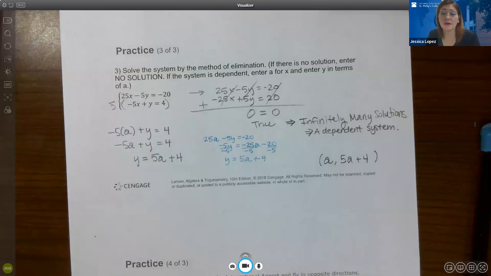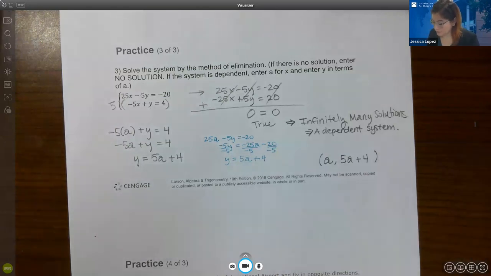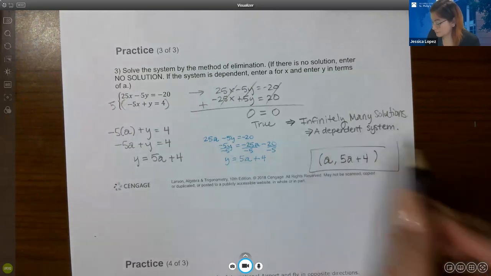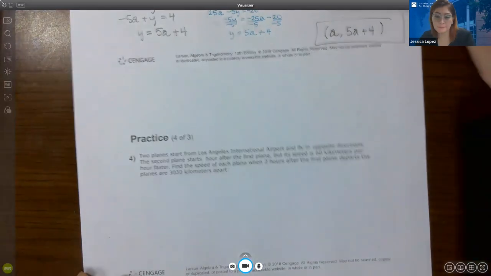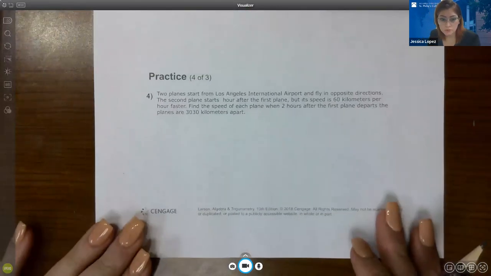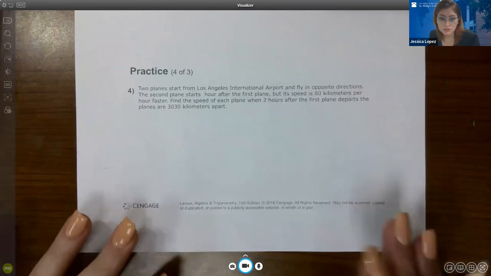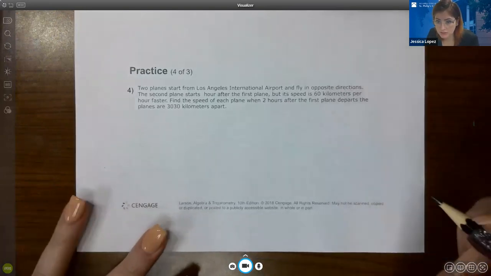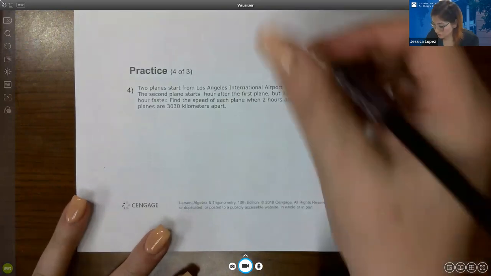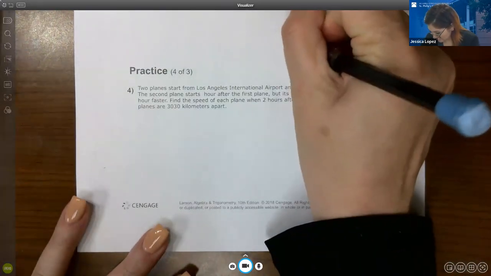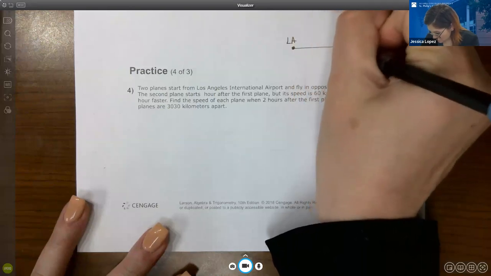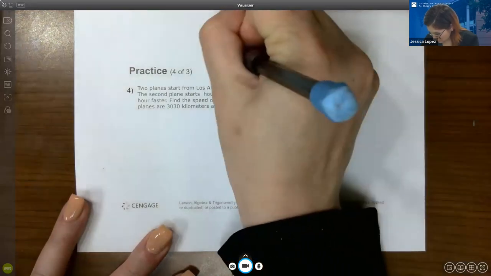Just let A equal X, go put it in one of the equations and figure out what Y would look like with A's in it, okay? But good, I'm glad we addressed all three of the different types of solutions you could have, okay? So now, of course, our last two problems are going to be these application problems. So for number 4, it says two planes start at the Los Angeles airport and fly in opposite directions. So here's LA, and one is going in this direction and one is going in that direction.